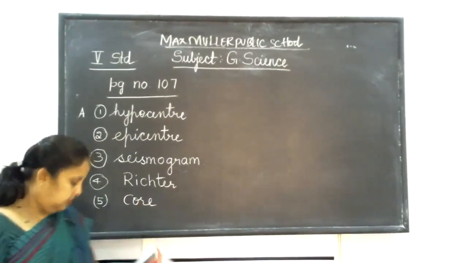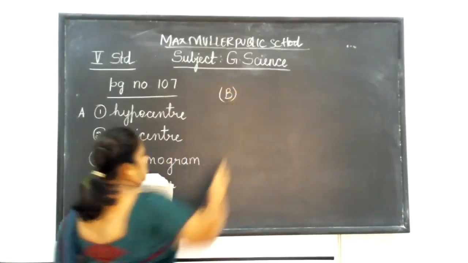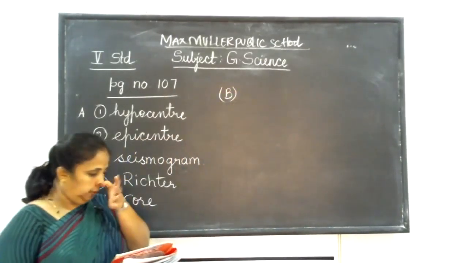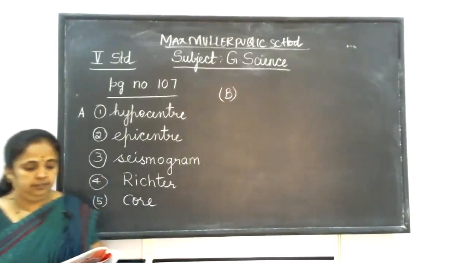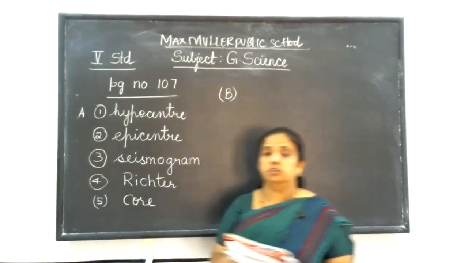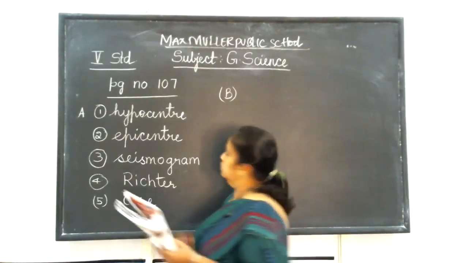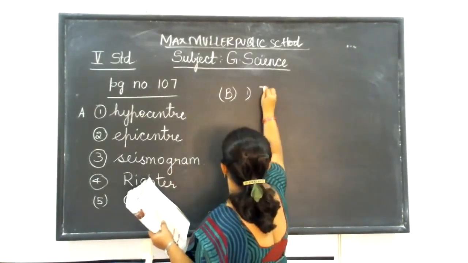Okay. Now we will go to the B main. Write T for true or F for false statement. If an earthquake happens under the ocean, it is called tsunami. So if there is disturbance under sea, it is called tsunami. So the first one is true.